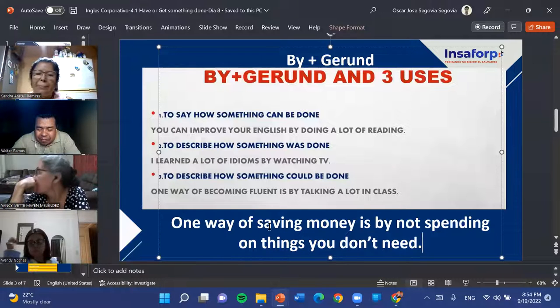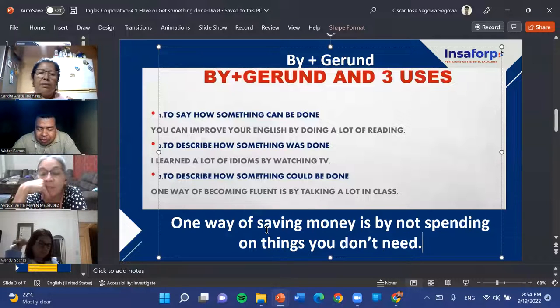Yeah, so one way of saving money is by not spending on things you don't need.